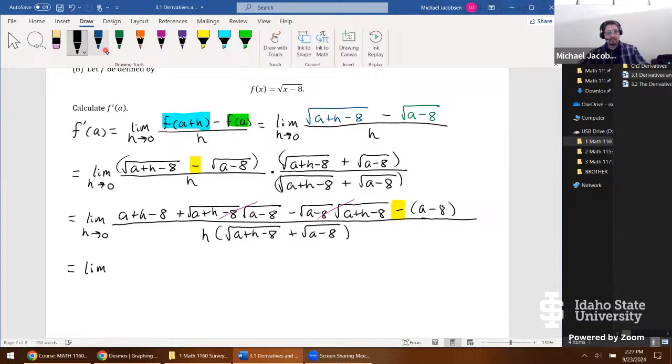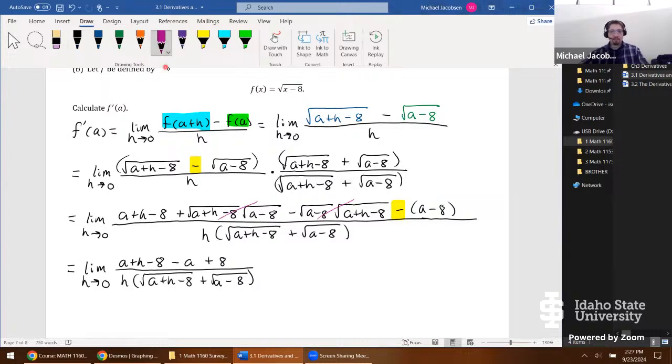We have the limit as h goes to 0 of just a smaller fraction bar this time, a plus h minus 8. Over here, distribute to get minus a plus 8, all of which is divided by h times root a plus h minus 8 plus root a minus 8. So nearly there.